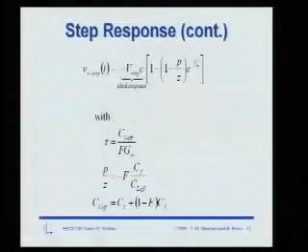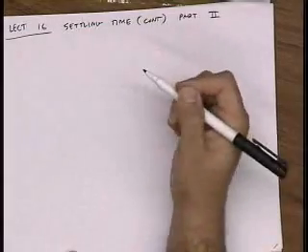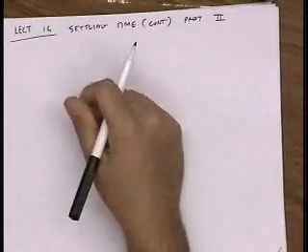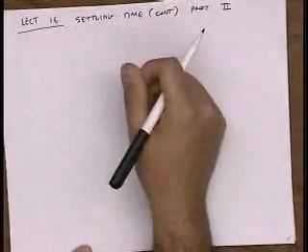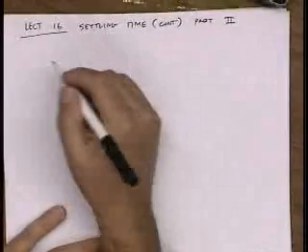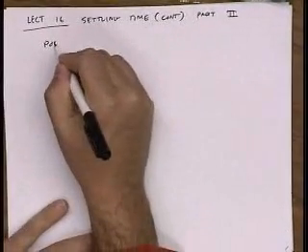Okay, so let's jump back into where we left off last lecture. Last lecture we were looking at settling time of simple systems, and in particular we looked at the settling time of a system with a pole and zero.